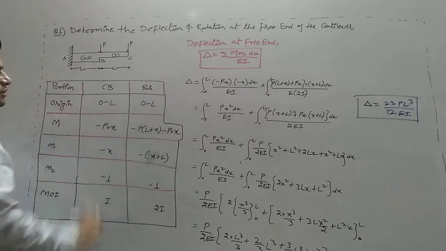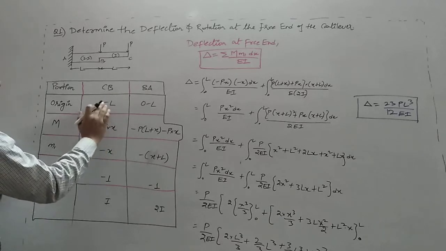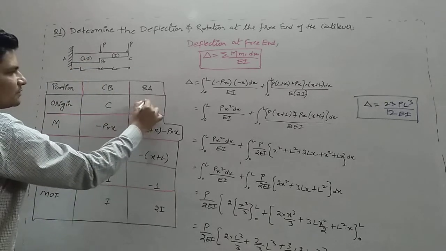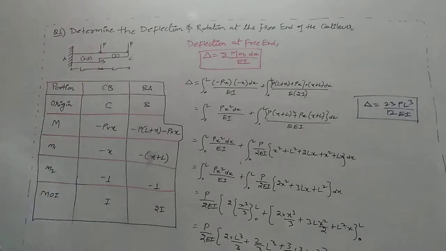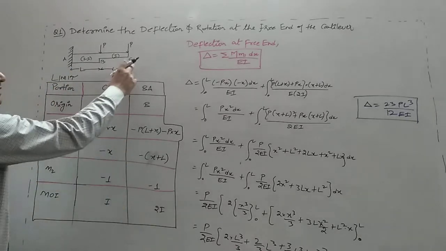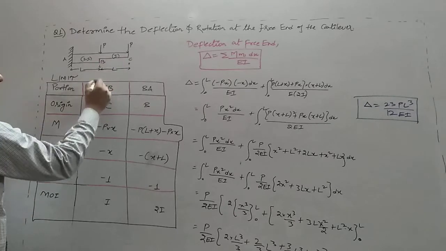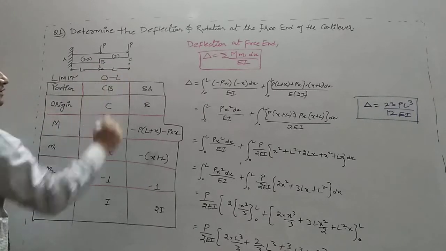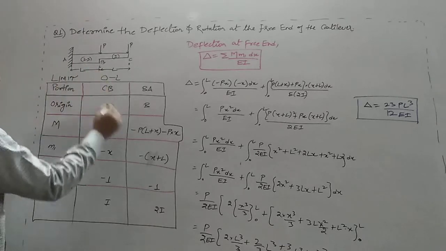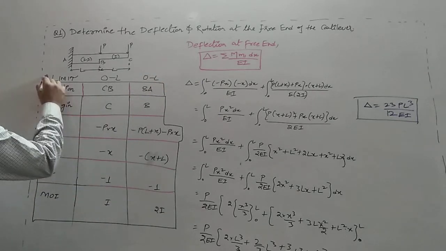Okay, this is your BA portion, and the origin for this CB portion is C here, and the origin for BA is B here. If I am considering my origin as C, my limit is moving from 0 to L, so the limit of this segment CB is 0 to L. Similarly for this segment BA, my limit is 0 to L, because we have considered our origin as B. So for this BA segment our limit is 0 to L also.